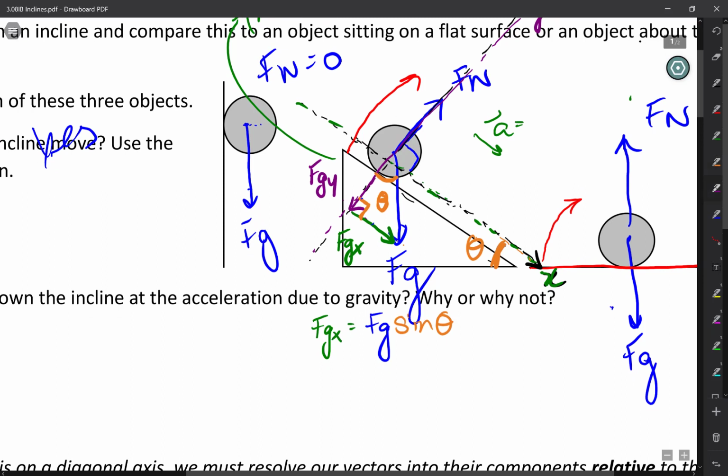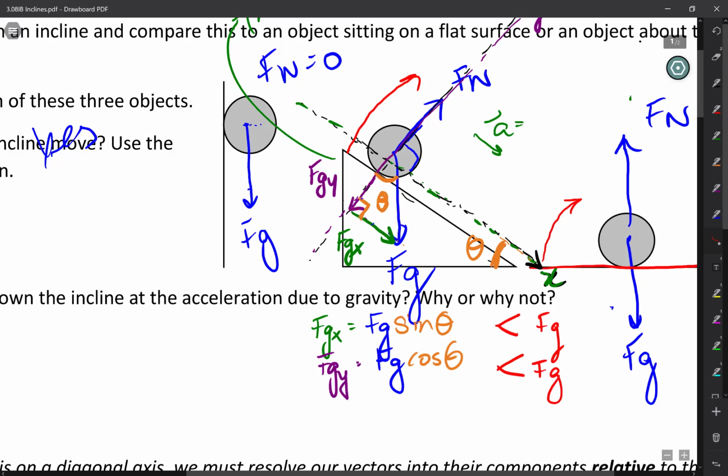Next up, we have FGY. Notice it is the adjacent side of our theta, so I am going to call this FG cosine of theta. And these are the two components of my gravity. Notice that either of these is definitely going to be less than FG. Why? Take a look at the components.